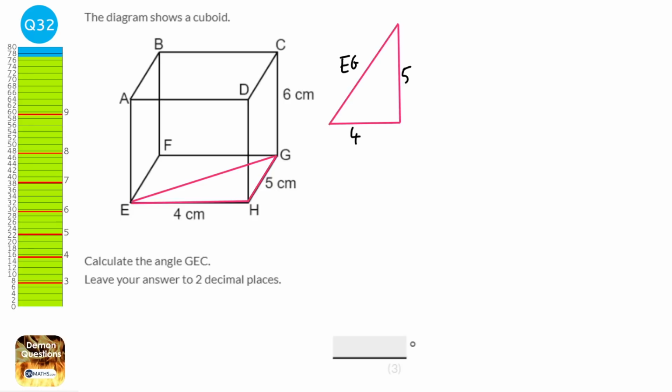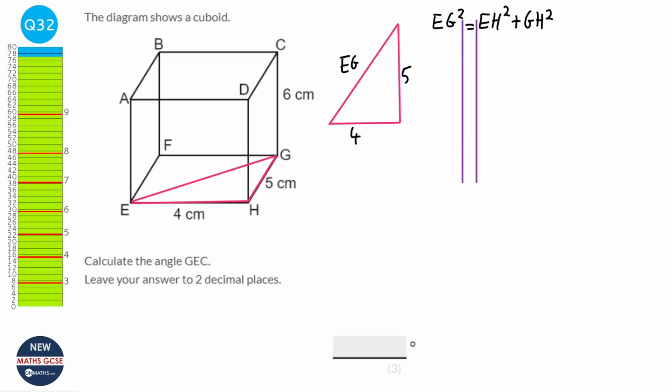So let's try and put in some Pythagoras. We've got EG squared equals EH squared plus GH squared. And I'm just going to put tram lines down. Okay, EH is 4, so it'd be 4 squared. And GH is 5, so it'd be 5 squared. And that's going to equal 41.